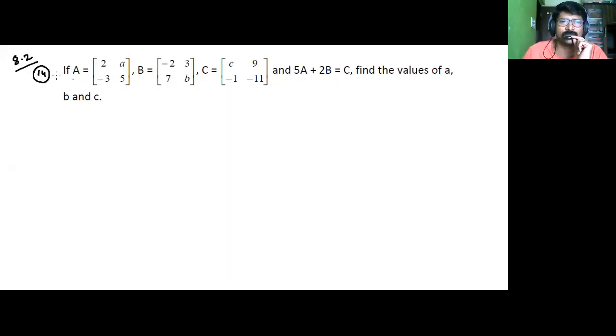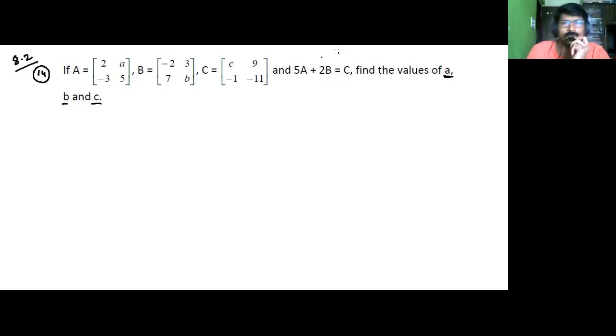Okay, now how to do sum number 14? It's very, very simple. Let's read it. Matrix A is so and so, matrix B is so and so, matrix C is so and so. Fine. Okay, and 5A plus 2B is equal to C. It's the given condition. Find the value of A, B, and C. We are supposed to figure out what is the value of A, B, and C.